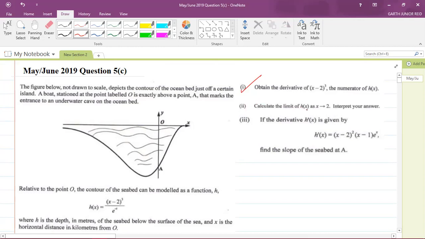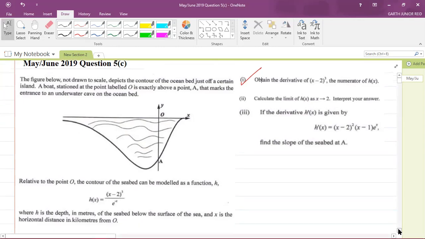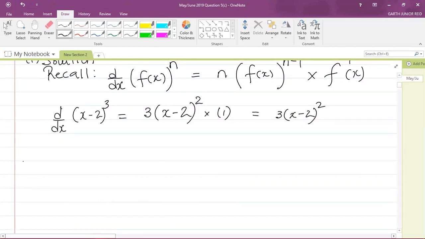It says calculate the limit of h of x as x approaches 2. Let's do that. Part two solution. Now, how would you calculate that? First of all, what are they asking us to calculate? Well, you would need to remember your knowledge of limits. They ask us to calculate the limit of h of x as x approaches 2. That is how you'd write it in terms of the limit notation.